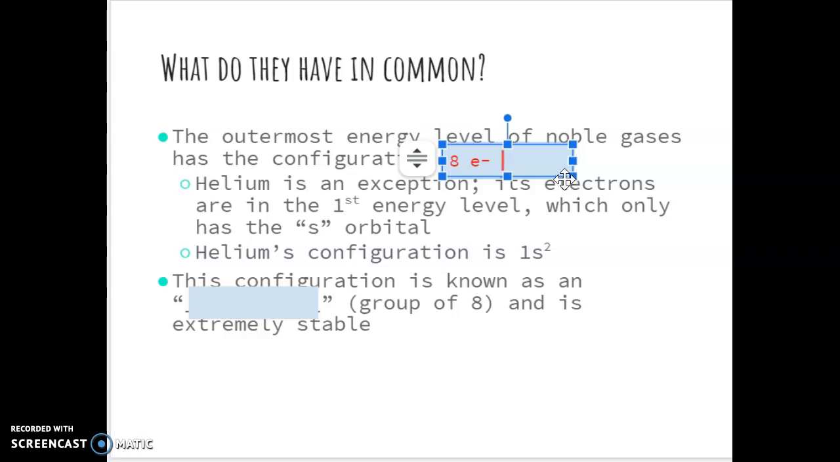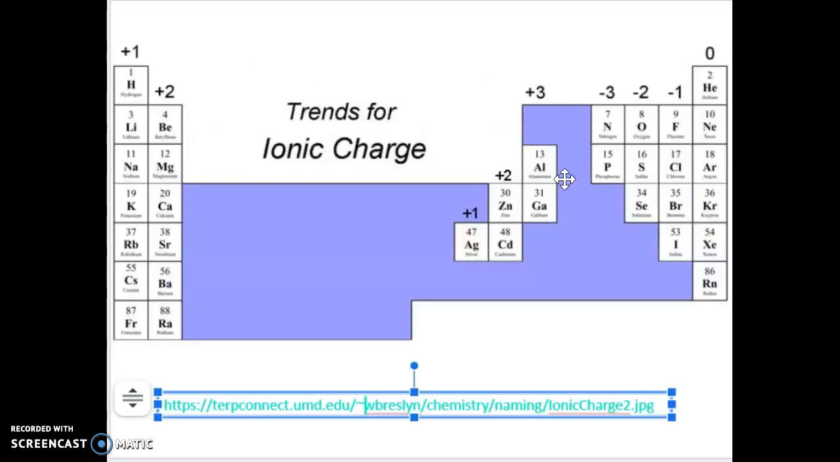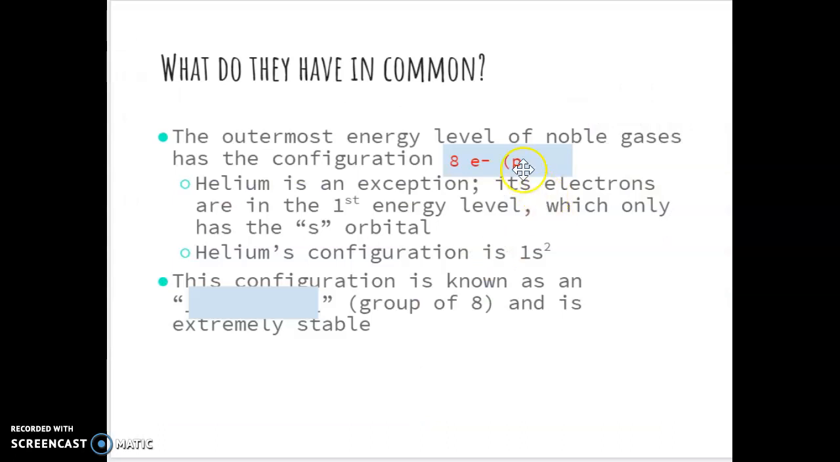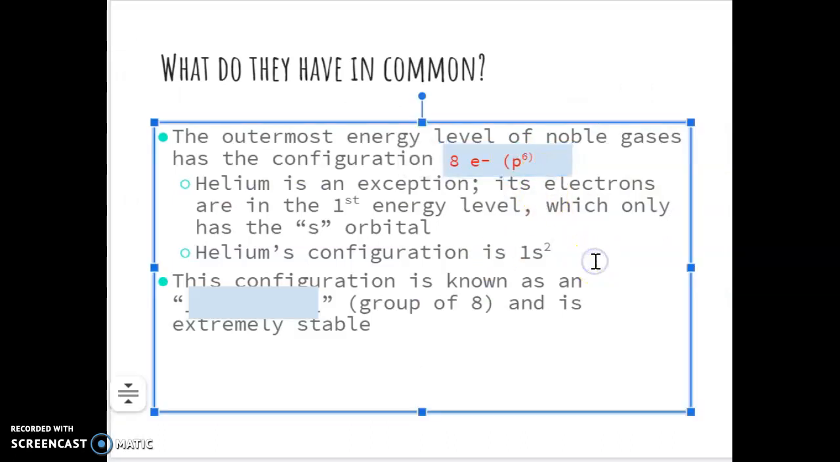Then those will have 3d10, but they'll typically end with P6. Helium is the exception. Its electrons are in the first energy level, which only gives it an s orbital, so it won't have P6.